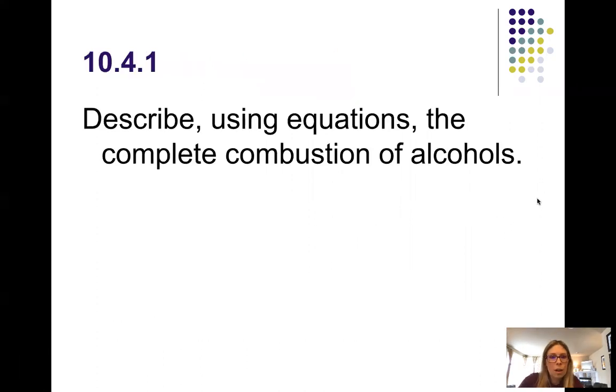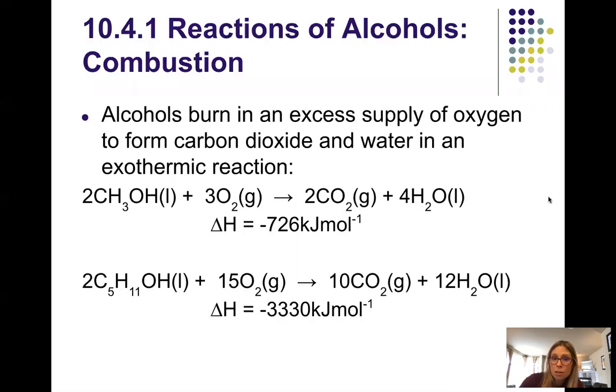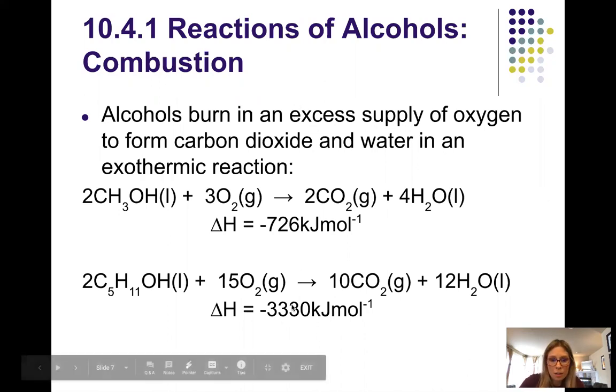We're going to kick off with combustion. And what have you learned this whole chapter with the alkanes and the alkenes? The exact same thing is going to be true for the alcohols. If we've got an excess supply of oxygen, again, let me make sure that I'm in my draw mode.